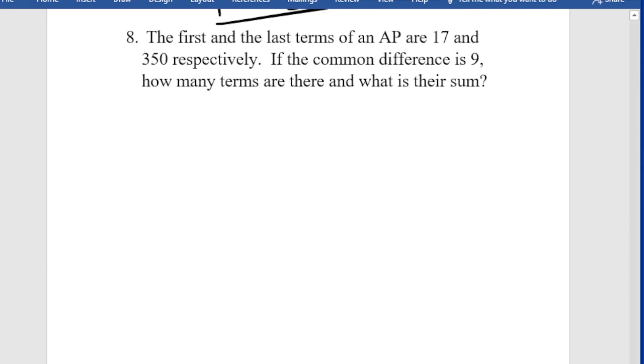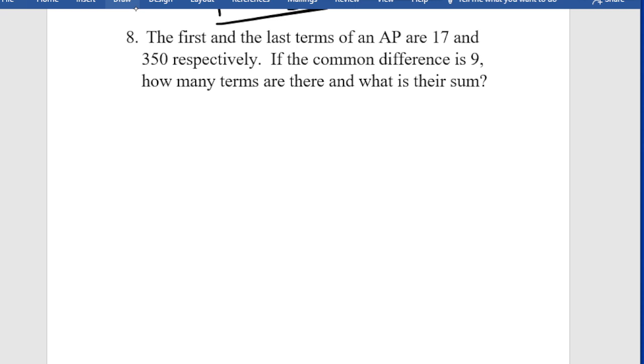Now the next one is the first and the last terms of an AP are 17 and 350 respectively. If the common difference is 9, how many terms are there and what is their sum?